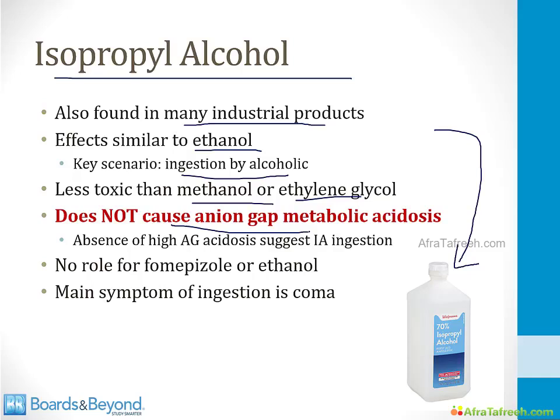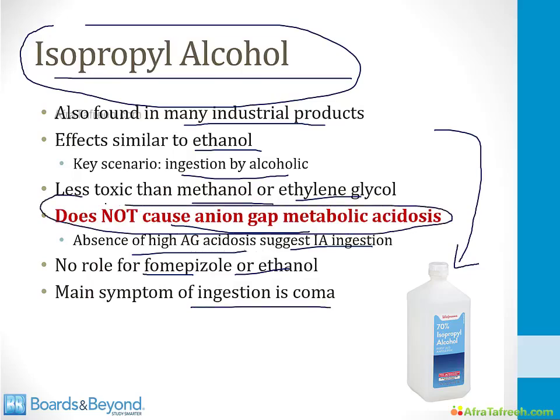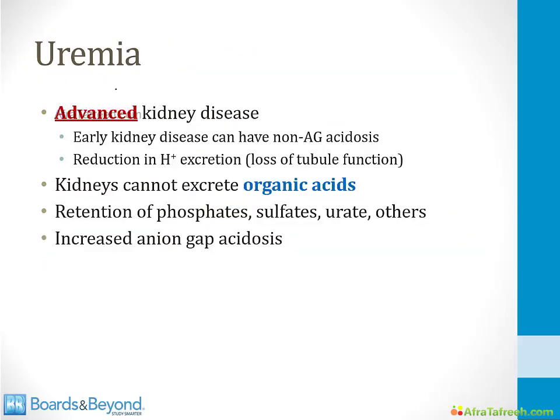So why am I mentioning it here? Well, I'm doing this because sometimes this is brought up in a board question to trick you. If they describe a patient who has consumed an industrial solvent but does not have an anion gap metabolic acidosis, they may be talking about a patient who has consumed isopropyl alcohol. The absence of a high anion gap acidosis is what suggests that a patient has consumed this. There's no role for fomepizole or ethanol to inhibit the metabolism of this substance. And finally, the main symptom of ingestion is coma, so it can look a lot like someone who has ingested some other substance, but there will not be an anion gap metabolic acidosis. All right, so that's it for the industrial solvents.